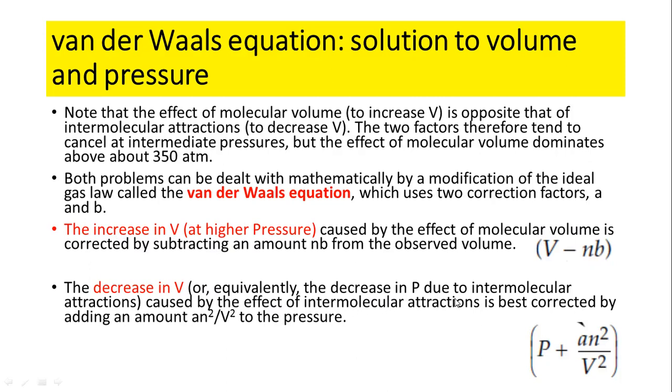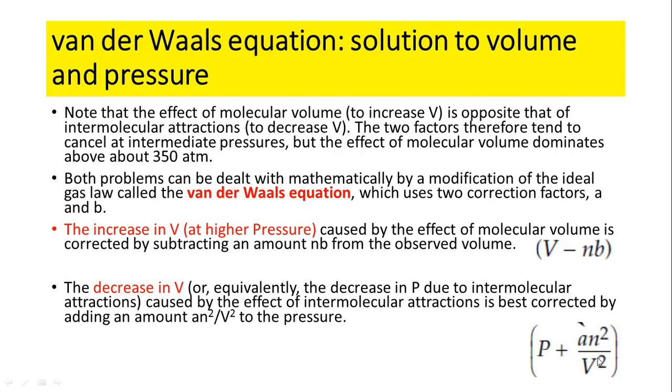So when there is intermolecular attraction, at a given volume the pressure is decreased, or at a given pressure the volume is decreased. This is caused by the effect of the intermolecular attraction, and is best corrected by adding an amount a n square over v square to the pressure.